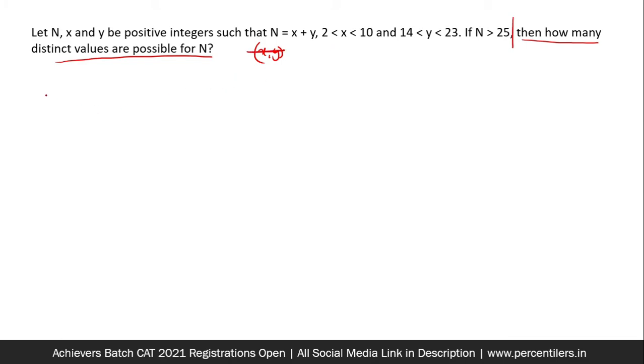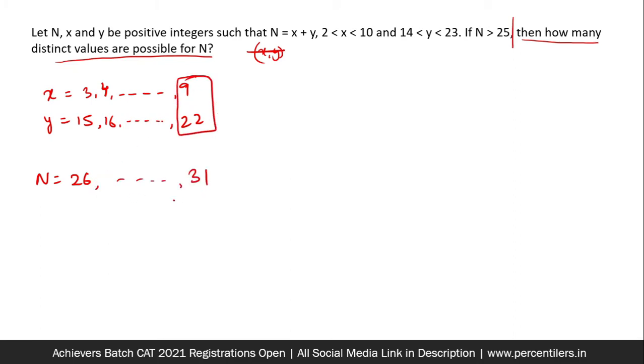Anyway, we can see that x is 3, 4, 5, 6, 9, and y is from 15, 16 till 22. Now n has to be greater than 25, so n will start with 26. x and y are positive integers, n is also a positive integer, so n will start with 26 and will go on till it becomes 31. So 26 to 31, there are 6 possibilities. So 6 becomes the answer to the question.